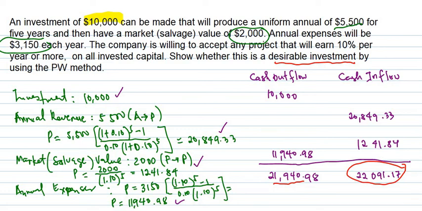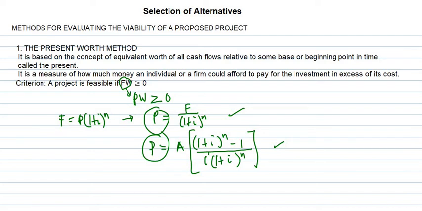So for this example, I have shown to you the present worth method. Again, for the present worth method, we are going to convert all the values in terms of present value. And then we sum up the cash outflow and cash inflow. If the cash inflow is greater than the cash outflow, then the investment is desirable. However, if the cash outflow is greater than the cash inflow, then it is not desirable. For this case, since the cash inflow is greater, it is desirable for a businessman to invest in this particular project. So that is the present worth method.